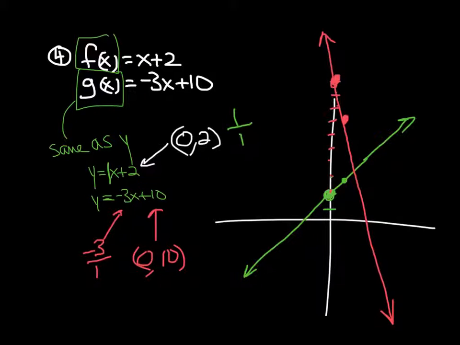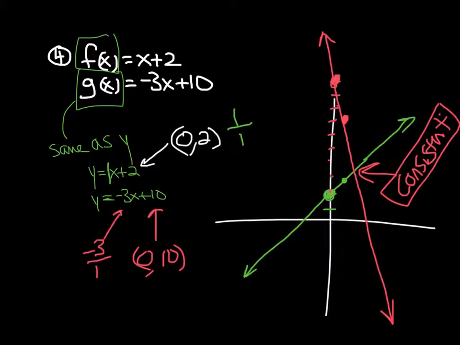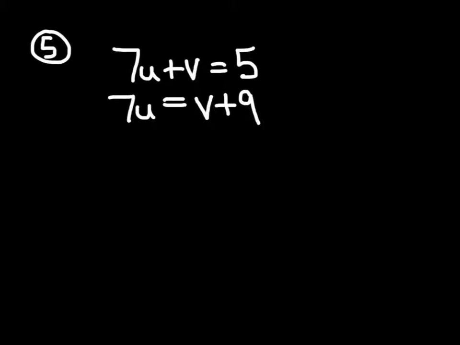And this one has, again, just one intersection point, so this is going to be consistent. That's how we classify this one. Next up, 7u plus v equals 5.